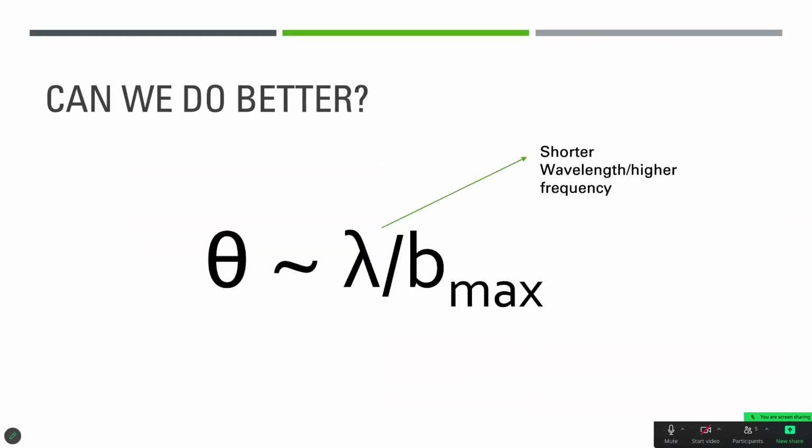Okay, suppose we don't care about large scale features and we just really want to see how well we can do with resolution. So can we do better? Well, we already increased the lower part of this. The other option is always to go to higher frequency.